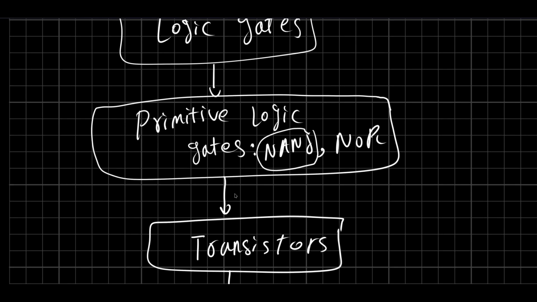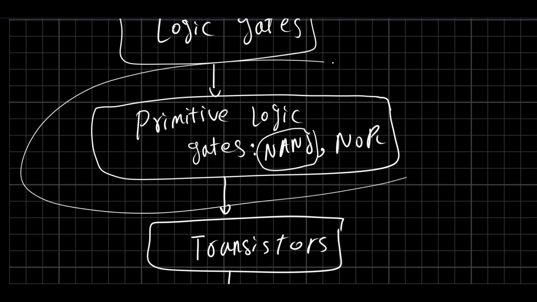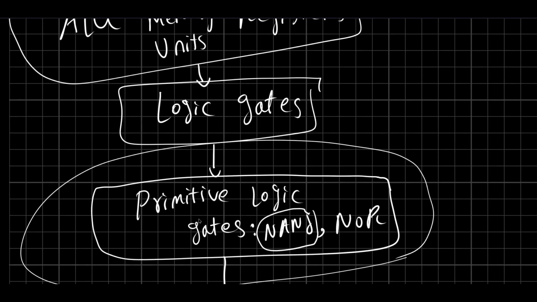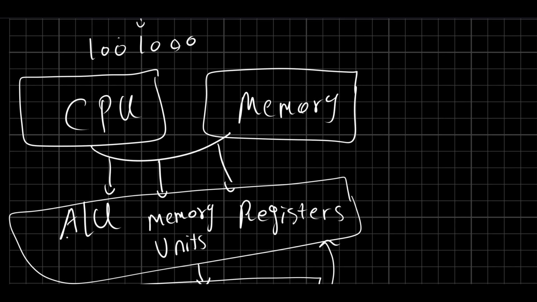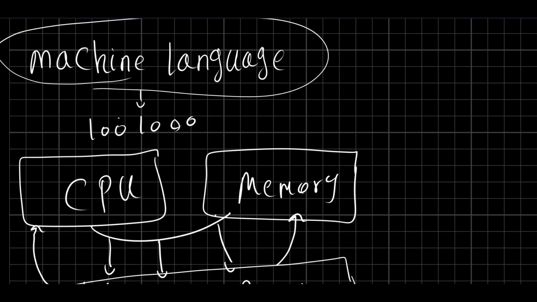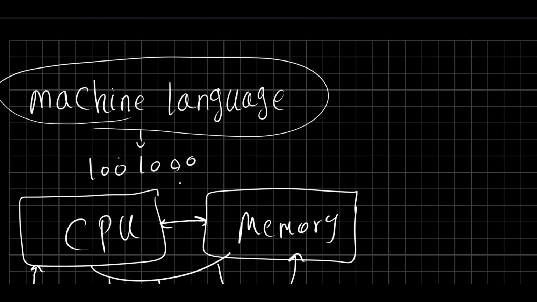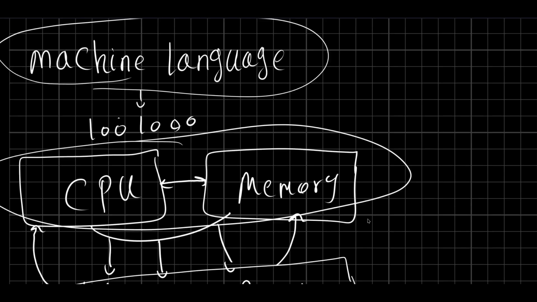Okay, so we're actually gonna go back to the primitive logic gates. What we're gonna be doing is try and build everything back up, starting from a primitive logic gate like NAND, creating more complex logic gates, and from those logic gates we're gonna create an ALU, memory units, registers, bits, and stuff like that. And using all of that, we're gonna create a CPU and memory and connect both of them somehow to create a fully working computer, hopefully.